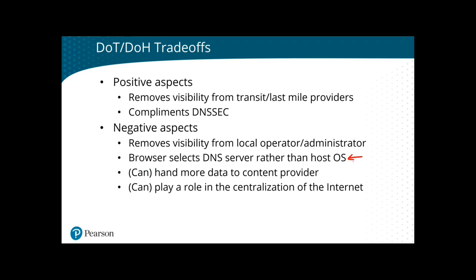Now, one game that's being played here is that the content providers are setting up DOH servers, like Google and Microsoft and so on. If you use Edge, it goes to Microsoft's DNS server. If you use Google Chrome, it goes to Google's DNS server. So this gives them more information because now they can see your DNS queries in full, where before they might not have been able to, because you would be querying some recursive server that's paid for by your local access provider or something like that.